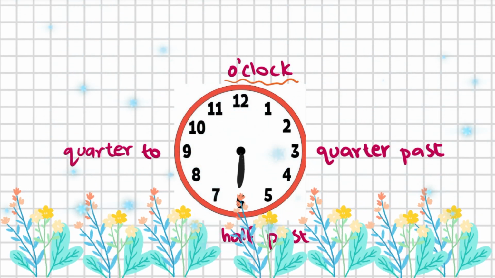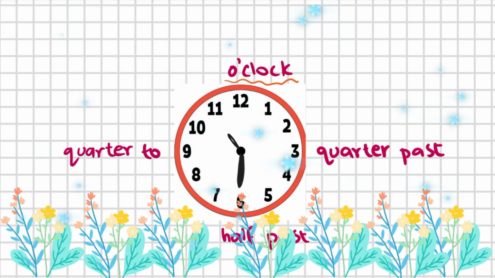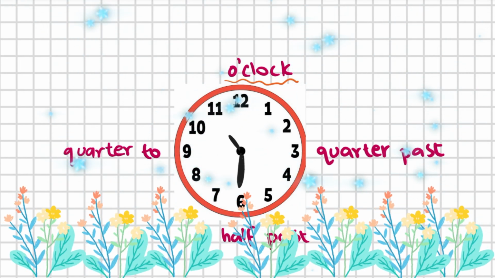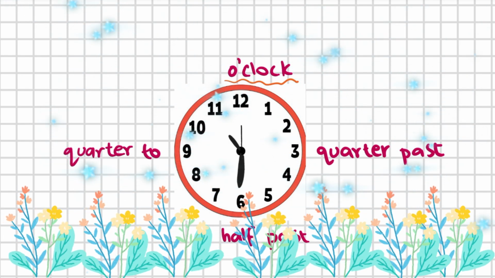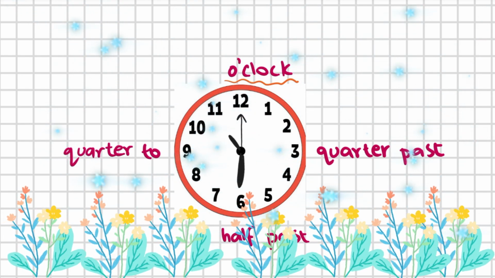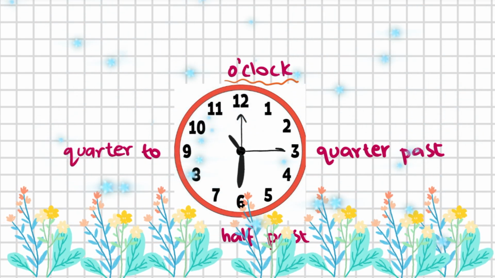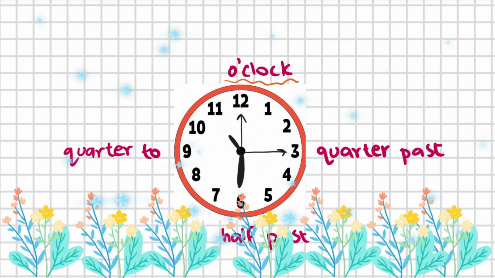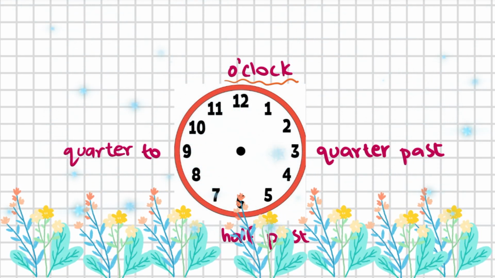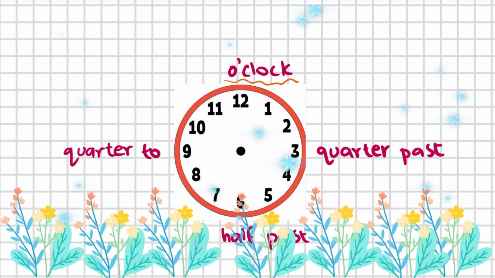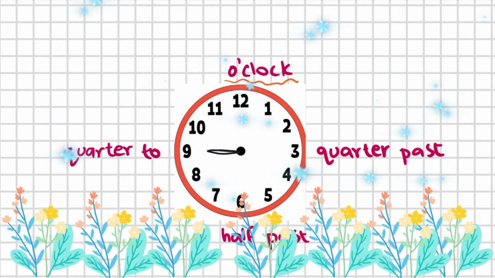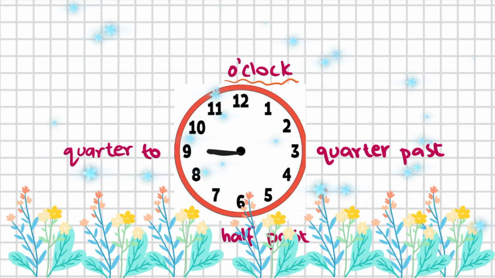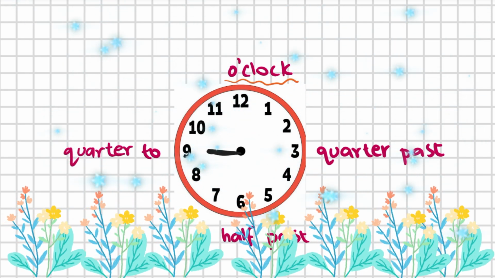And if the short and thick needle is on 11, you can say it's half past 11, okay? 11 o'clock if the needle is over here, quarter past 11 if the needle is over here, and half past 11 if the needle is over here. Now, what if the long and thick needle is on quarter 9 or 45 minutes? What if it's here on 45 minutes? You say quarter to the next hour on which the needle will be.